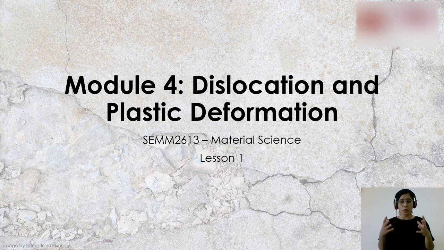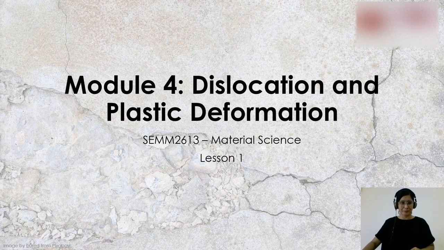In this lesson, we are going to see how atomic bonding, the different crystal structures in metals, and also the edge and screw dislocation, or just line defects, are going to affect the inherent properties of materials, especially its deformability.